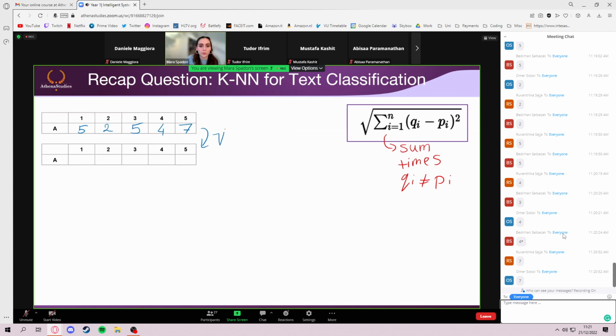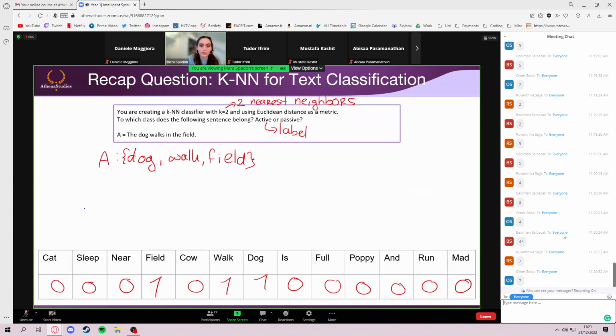Then to do it properly, we take the square root of everything, but that doesn't really affect the answer because the smallest value is still the smallest value. But okay, this is our final table. So then, okay, let's go back to the question.